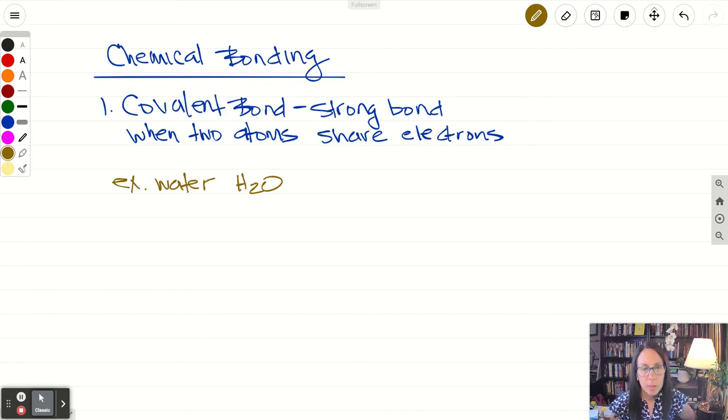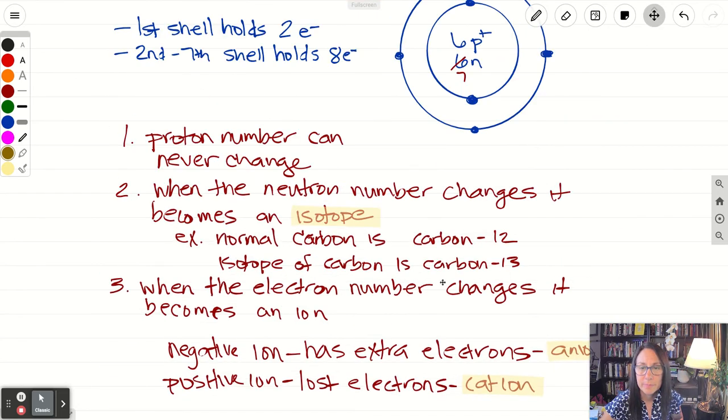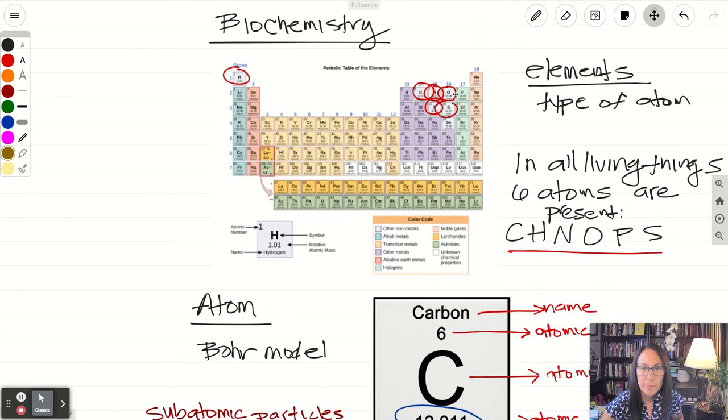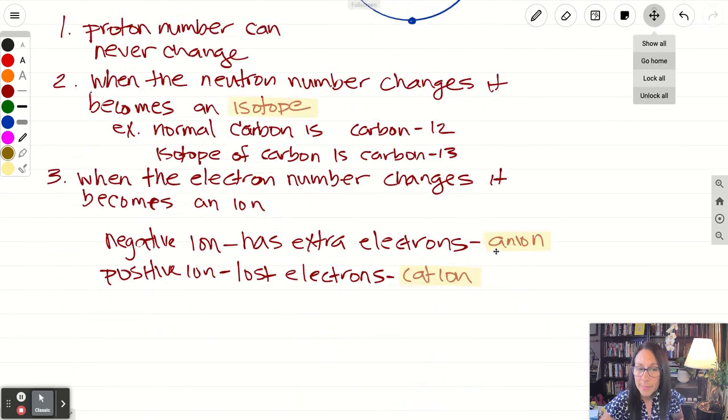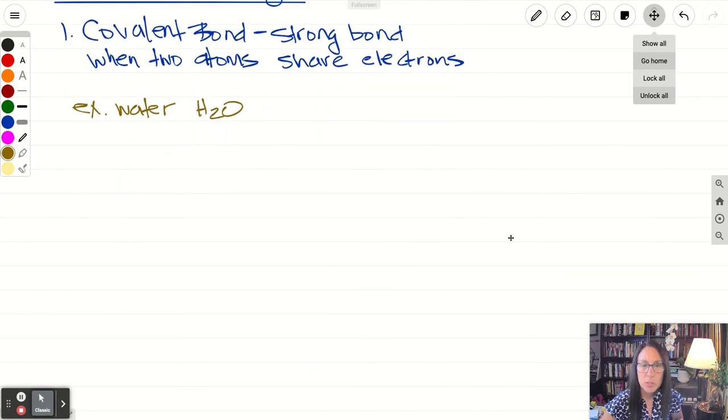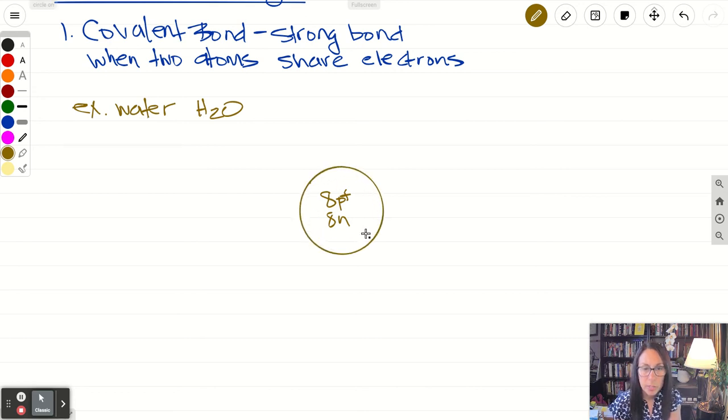I'm going to draw a Bohr model of water so we can see what it looks like. If you look at the periodic table, oxygen is, let's see, 5, 6, 7, 8. So the atomic number is 8. That means it's going to have 8 protons in the nucleus. I'm going to draw a water molecule using a Bohr model, and the oxygen is going to go here. We have 8 protons in the nucleus. Protons are positively charged. Then we have 8 neutrons in the nucleus, and 8 electrons. I'm going to draw my first shell here, and we're going to put 1 electron here, the second electron here.